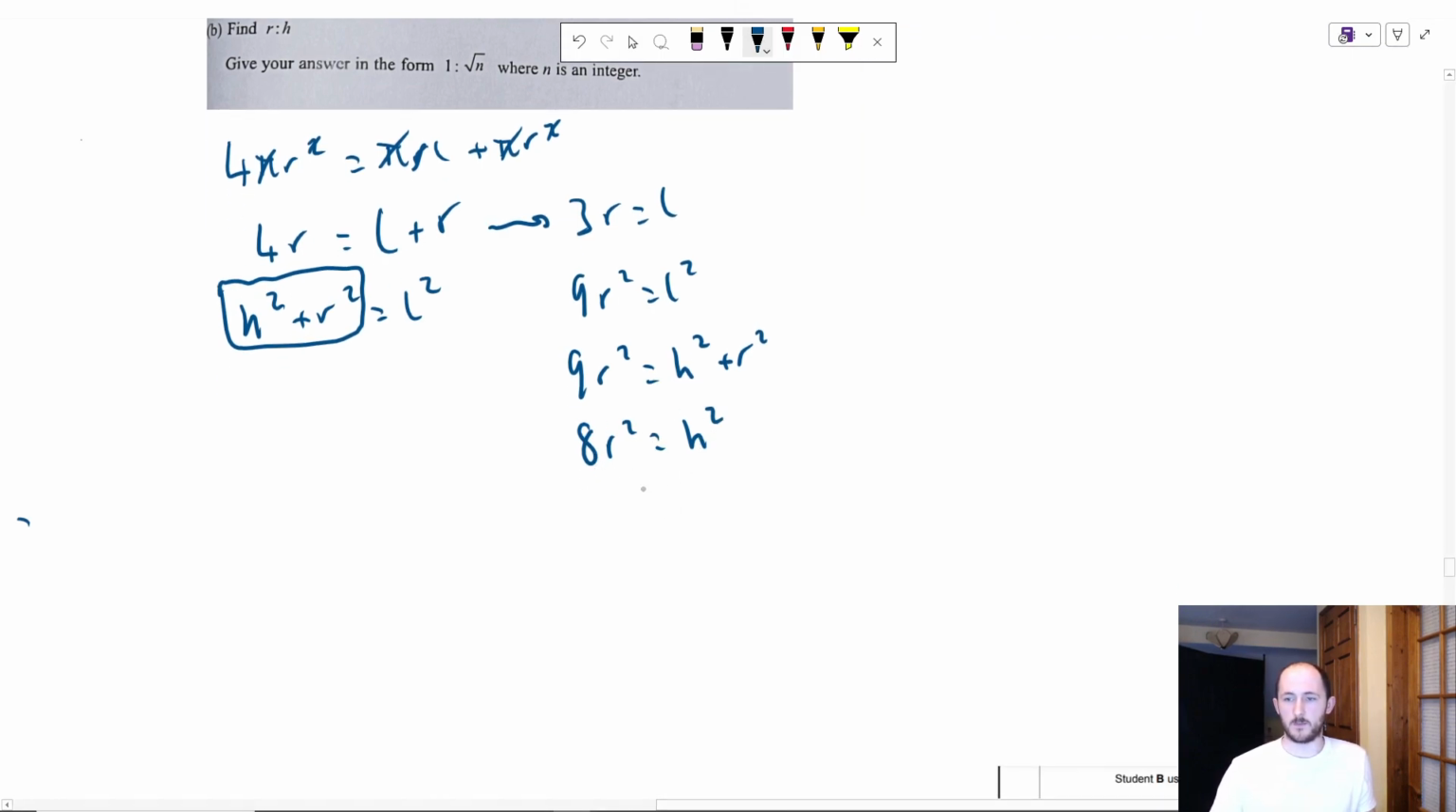Square root both sides, and we get square root 8r equals h. So the ratio is just going to be root 8 to 1.